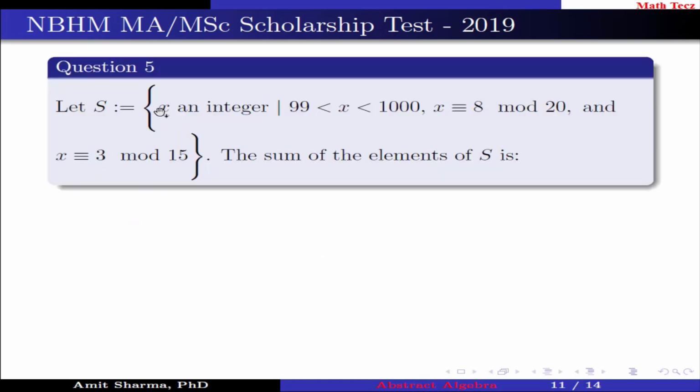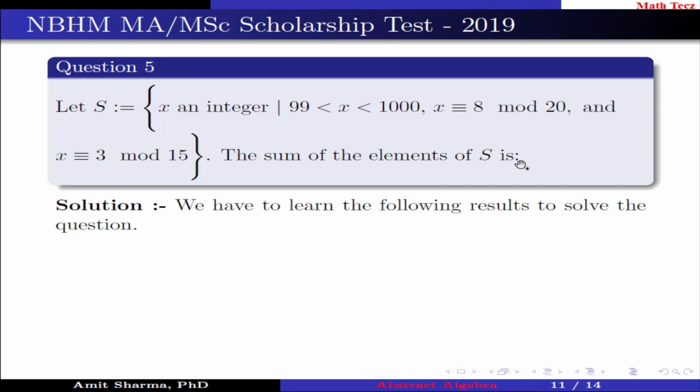Question number 5. Let the set S equal to {x an integer such that 99 < x < 1000, x congruent to 8 mod 20 and x congruent to 3 mod 15}. The sum of the elements of S is? We have to learn the following results to solve the question.